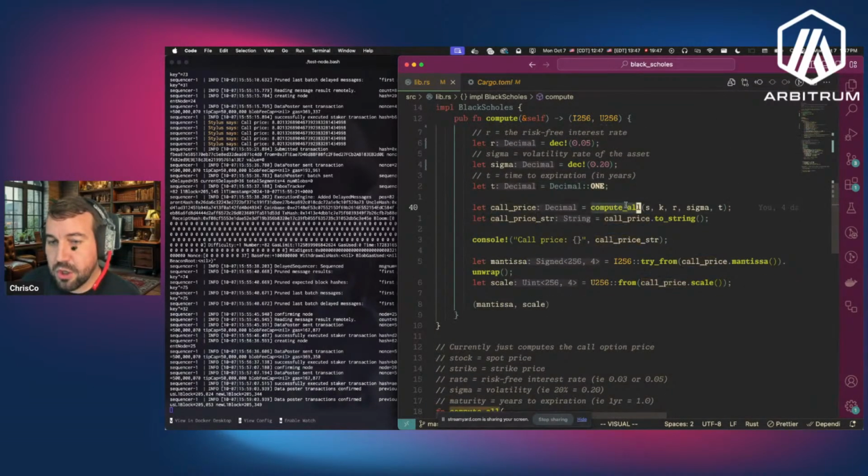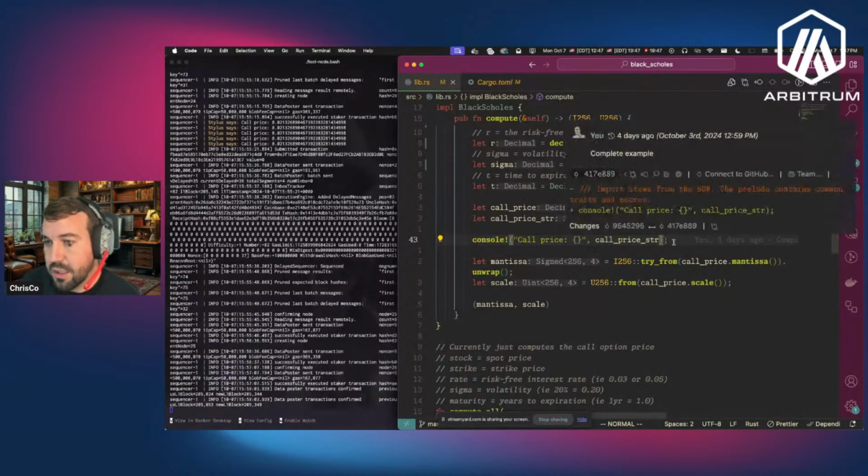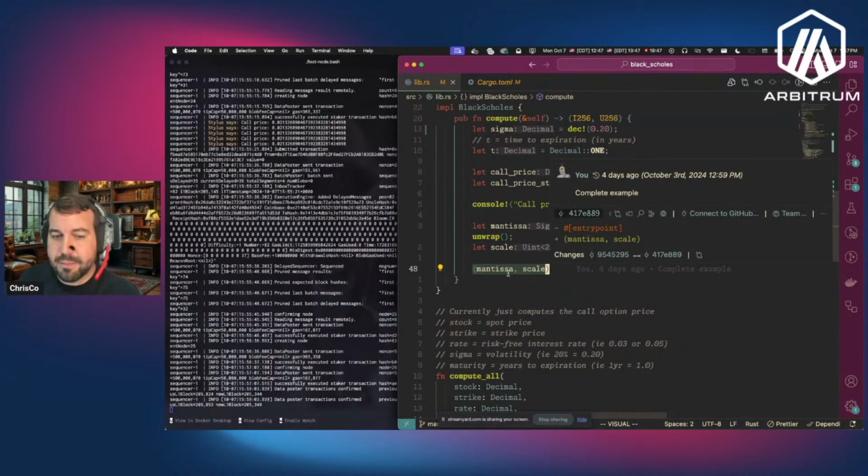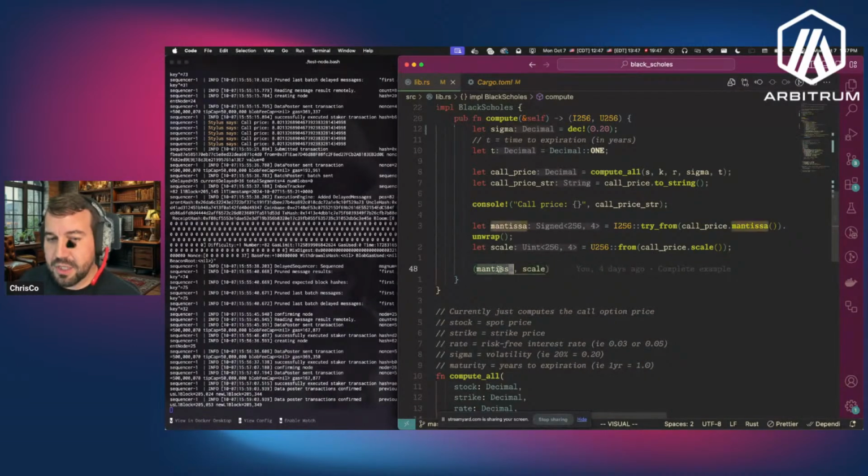And we're going to compute. We're going to call this compute all function where we pass in those parameters. It's going to output, and we're going to use the Stylus debug console output to output the call price that we compute. Then we're going to separate out the mantissa and the scale that I just talked about, and return those values. We could probably combine the mantissa and the scale, since mantissa is only 128 bits technically but we are casting it to an I-256, and the scale is only 32 bits but we're casting it to 256 bits. We could probably combine those into a single I-256 that we return.